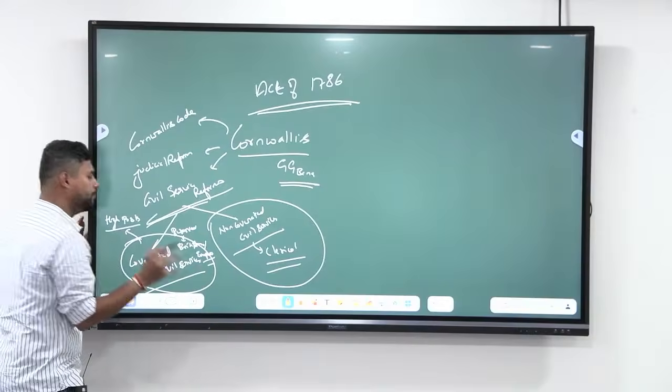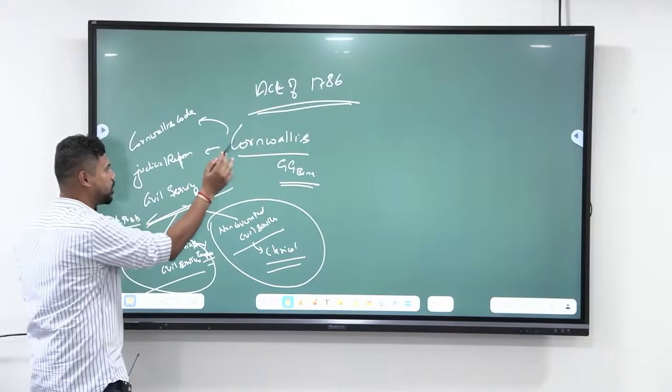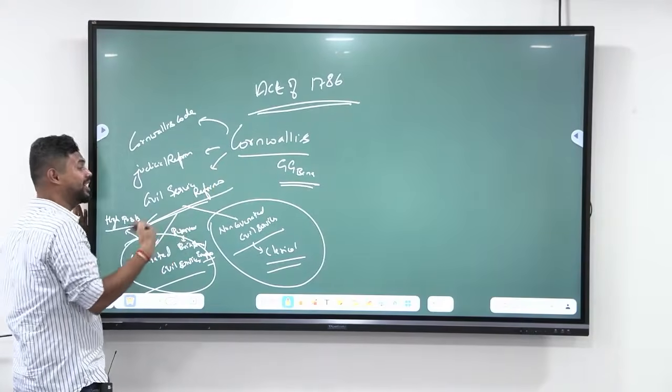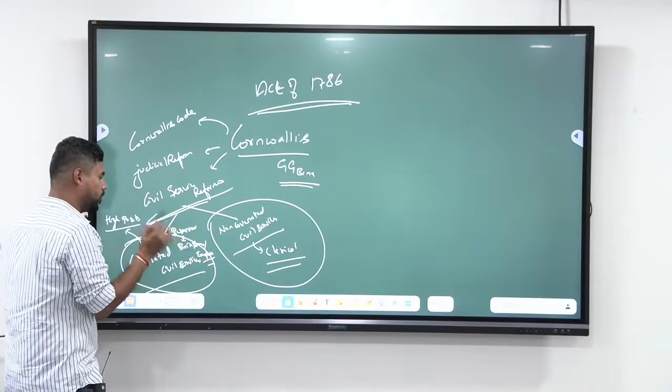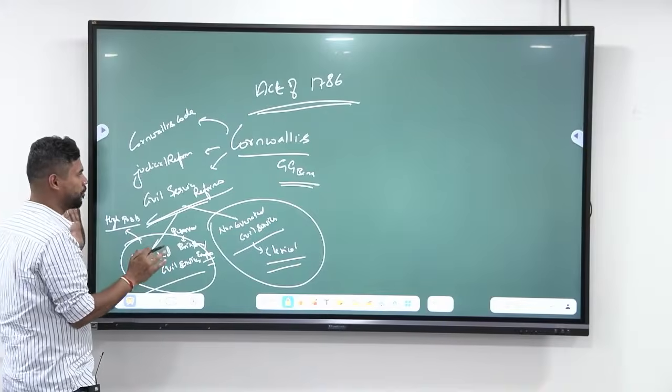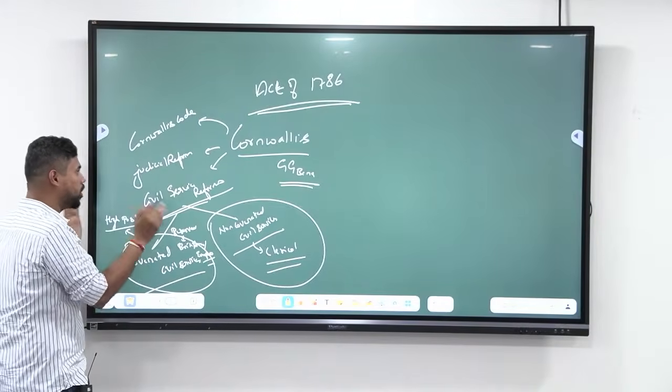Britishers and sometimes for Europeans. So that is why they say that Cornwallis resulted in Europeanization of Indian civil services. Why? Because this particular post was reserved only for the Britishers, and sometimes for Europeans. So these are some things that Cornwallis does.